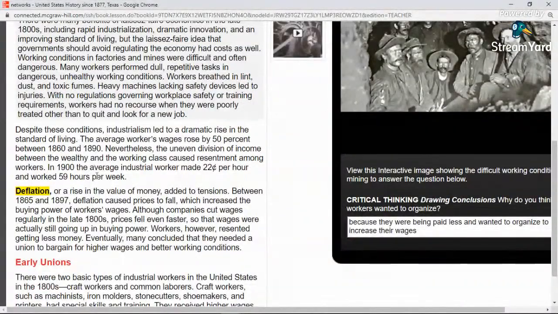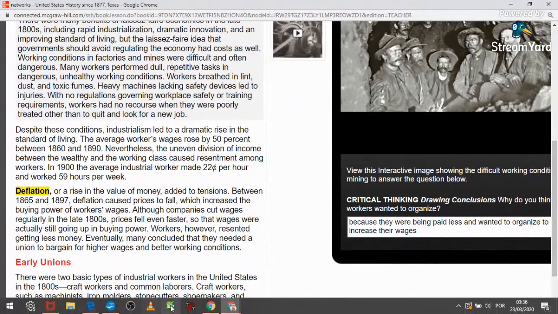So despite these conditions, industrialism led to a dramatic rise in the standard of living. Okay, so there was some good news. Average workers' wages, their salary, went up 50%. But there became this very big division between the wealthy and the working class, which made the working class very angry. The average industrial worker made 22 cents per hour.